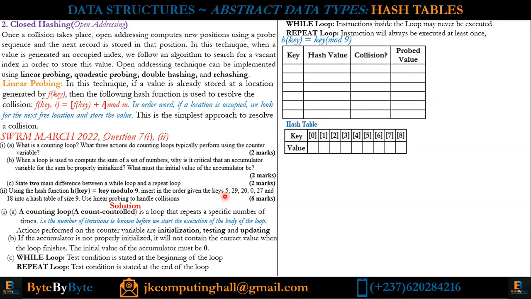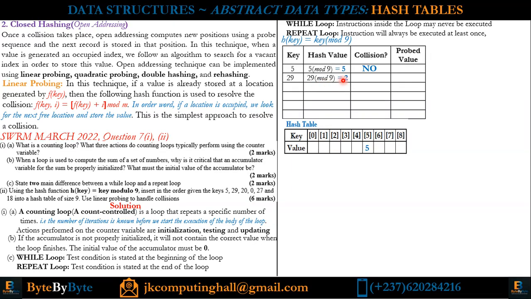Now, our first value is 5. And 5 mod 9 is equal to 5 because when you take 5 divided by 9, it gives you 0 remainder 5. Remember that modulo returns the remainder, dear students. So 5 mod 9 is equal to 5. We see that location 5 is empty, so there is no collision. 5 is stored.